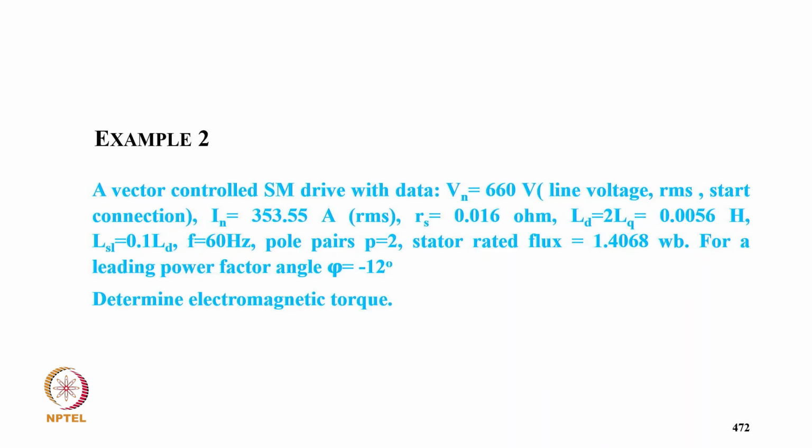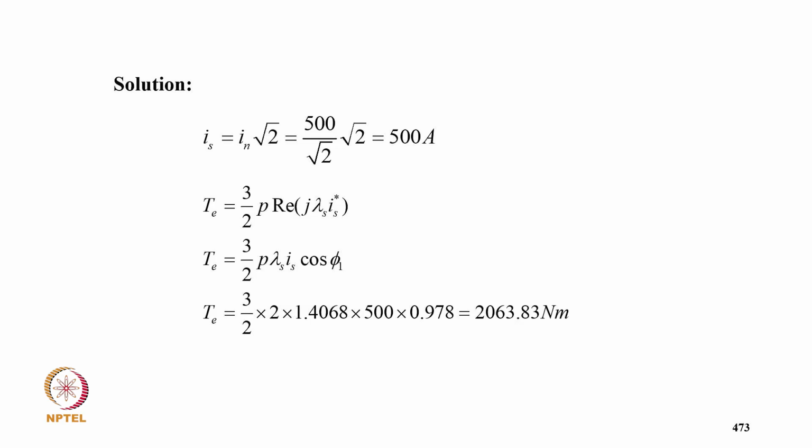Coming to the second example, a vector controlled synchronous drive with Vn equal to 660 volt line voltage RMS, star connection, In equal to 353.55 RMS, Rs equal to 0.016, Ld equal to Lq equal to 0.0056, Lsl equal to 0.1 Ld, for f equal to 50 Hz, pole pairs 2, lambda s equal to 1.4068 Weber, for the leading power factor angle minus 12 degree. Determine the electromagnetic torque. So Is equal to In root 2, that comes to 500, T equal to 3 by 2 P real part of j lambda s Is star, that comes to T equal to 3 by 2 P lambda s Is cos phi 1, putting in values comes to 2063.83 Newton meter.